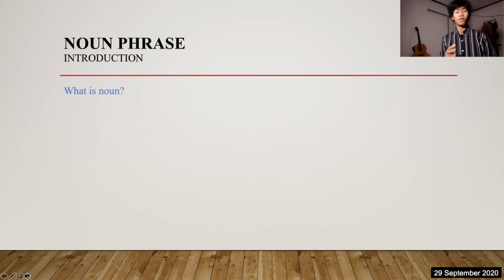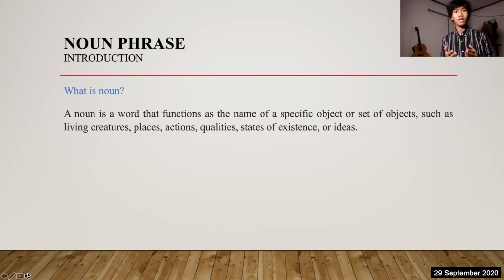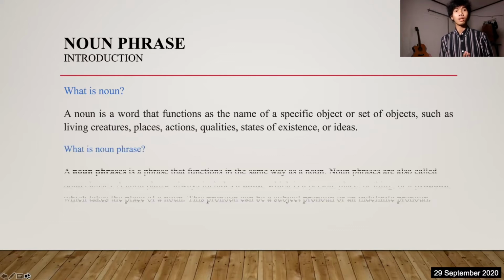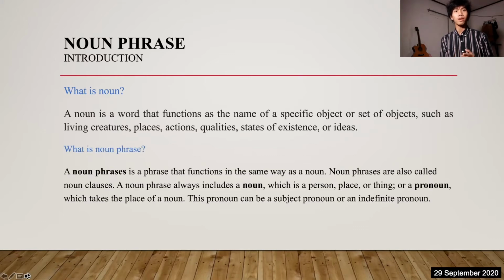Noun phrase. What is noun? A noun is a word that functions as the name of a specific object or set of objects, such as living creatures, places, actions, qualities, states of existence, or ideas. Meanwhile, a noun phrase is a phrase that functions in the same way as a noun. Noun phrases are also called noun clauses.